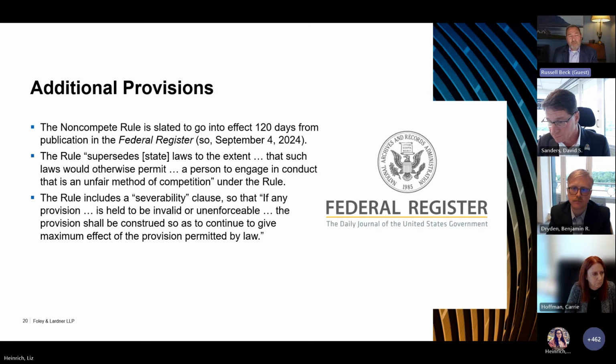The rule also includes a severability clause. I suspect that they figured it would be challenged, and they would like to keep whatever parts of the rule intact that they can keep. We'll see what winds up happening with that. Next slide.